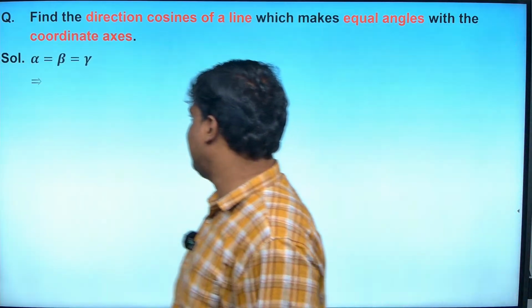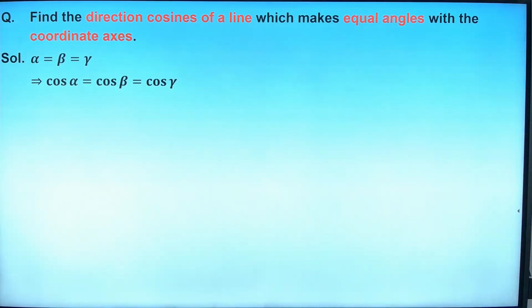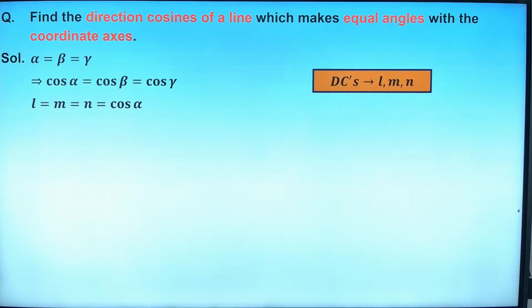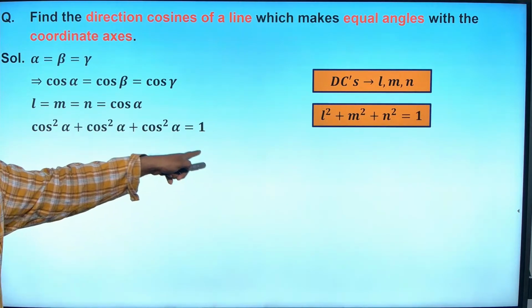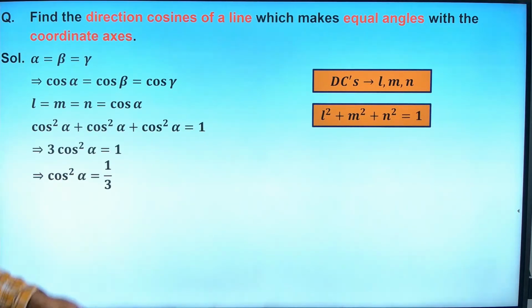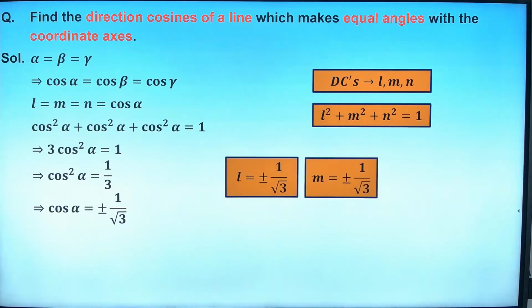First, when alpha equals beta equals gamma, it means L equals M equals N equals cos alpha. Now, since these three are equal, I already know L square plus M square plus N square equals 1. So I write cos square alpha plus cos square alpha plus cos square alpha equals 1. So 3 cos square alpha equals 1. So cos alpha is 1 by root 3. So alpha is cos inverse of 1 by root 3.